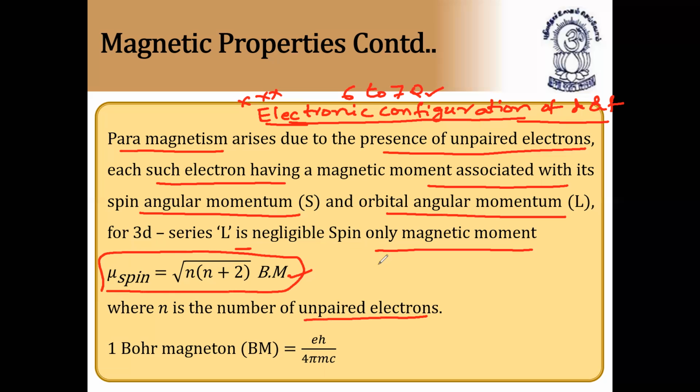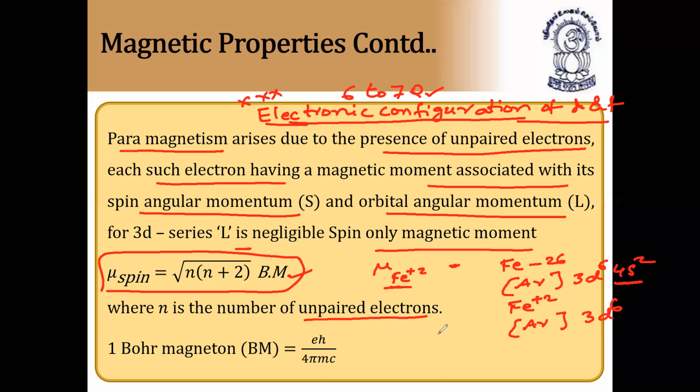For example, what is the spin only magnetic moment of Fe plus 2 ion? First we have to consider Fe, atomic number 26. Its configuration is argon 18, 3d6, 4s2. If two electrons are removed, then it becomes Fe plus 2. So the Fe plus 2 configuration is argon 3d6 only.